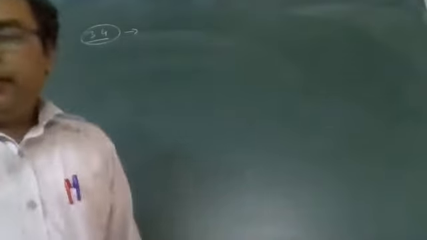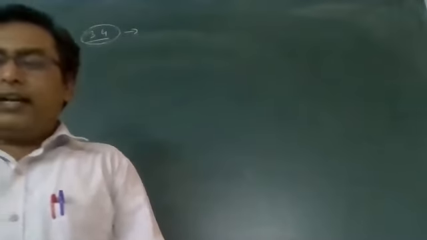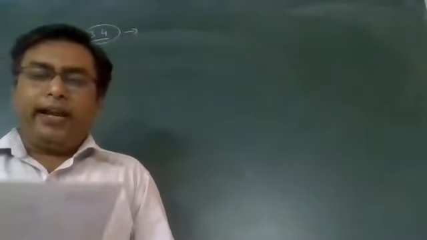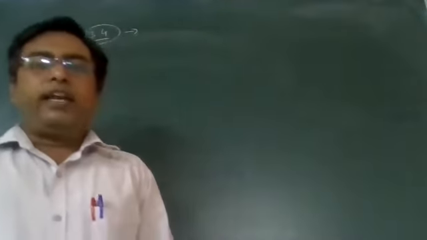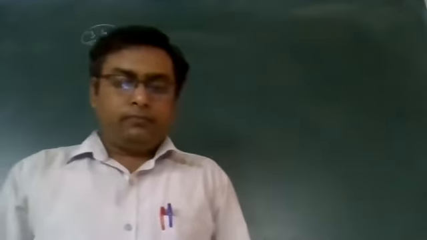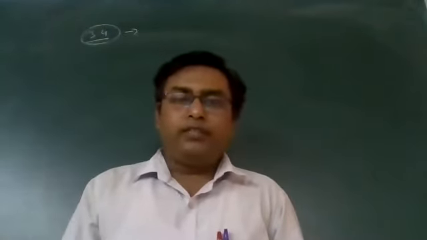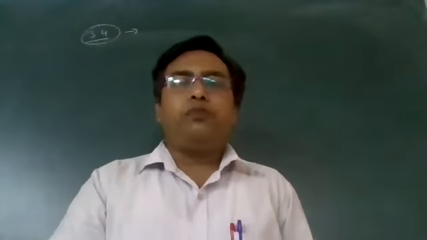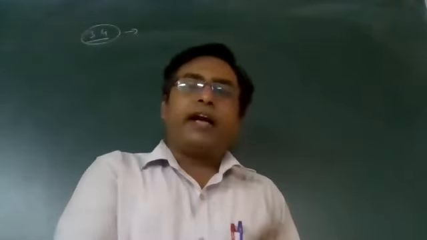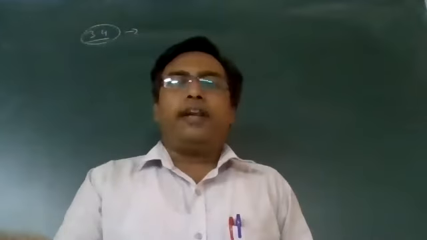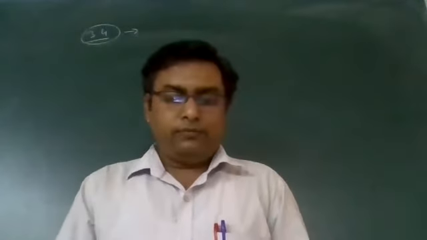Now, what is question number 3.4 from the NCERT? Write the question here. A drunkard walking in a narrow lane takes 5 steps forward and 3 steps backwards.